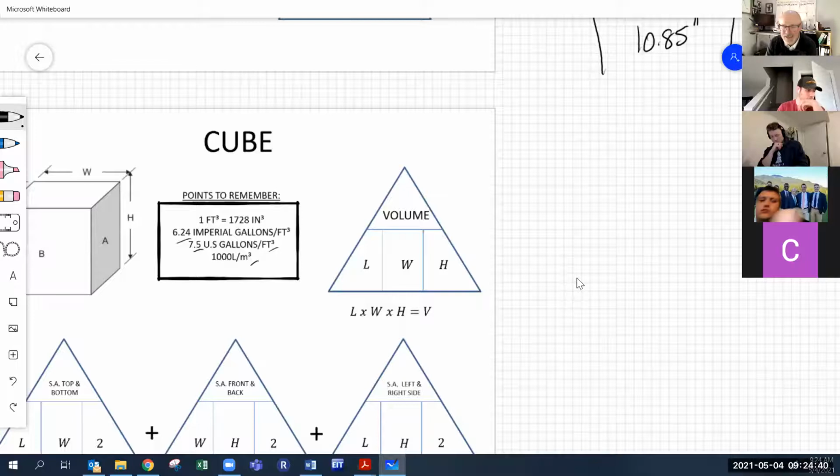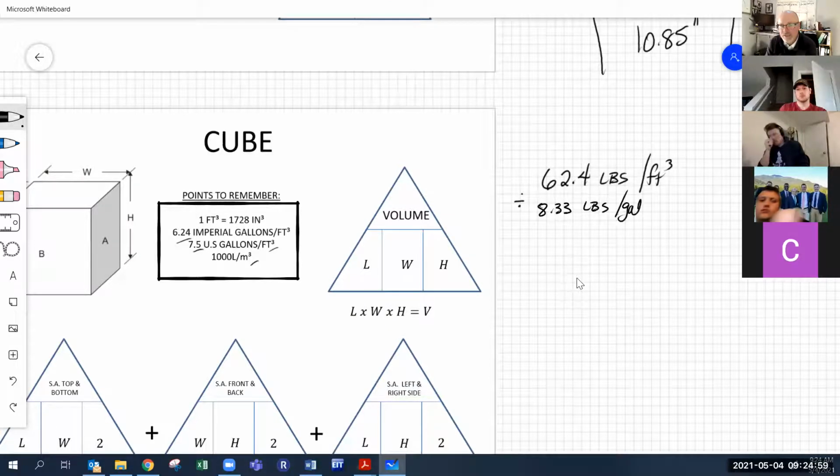So to get these numbers, I know that there's 62.4 pounds of water in 1 cubic foot, yes? And if I wanted to know the US gallons, we will simply divide by 8.33 pounds per gallon. And then that comes out, as you know, we remove those units. That's going to be 7.5 gallons per cubic foot US. So in 1 cubic foot, we can get 7.5 gallons. So that's where that number comes from.